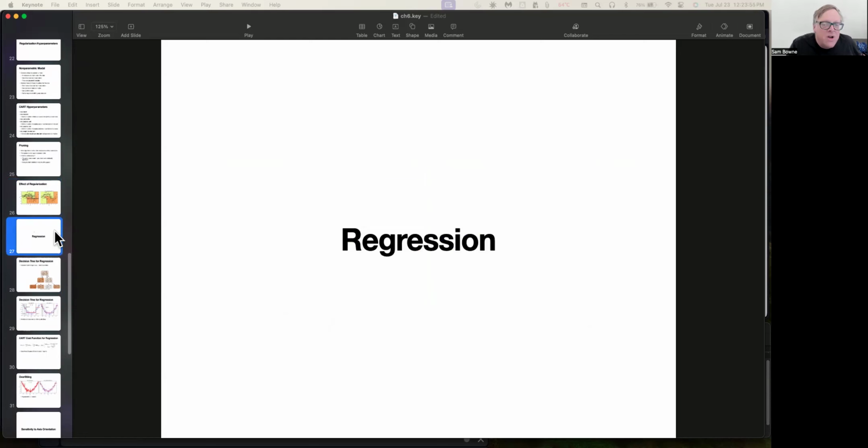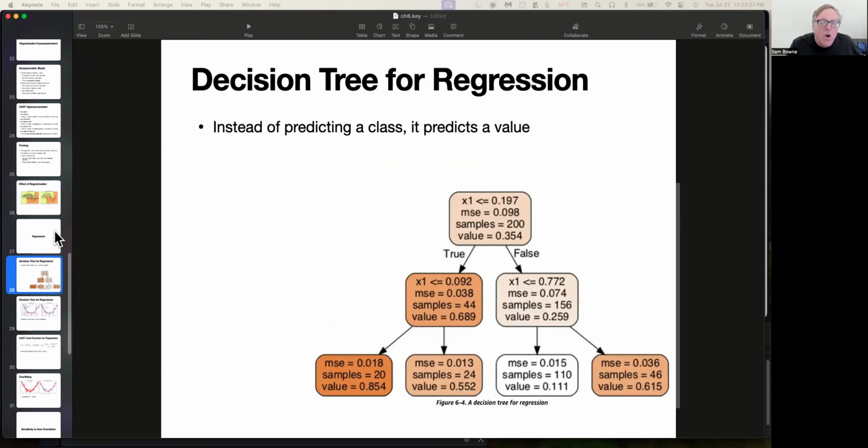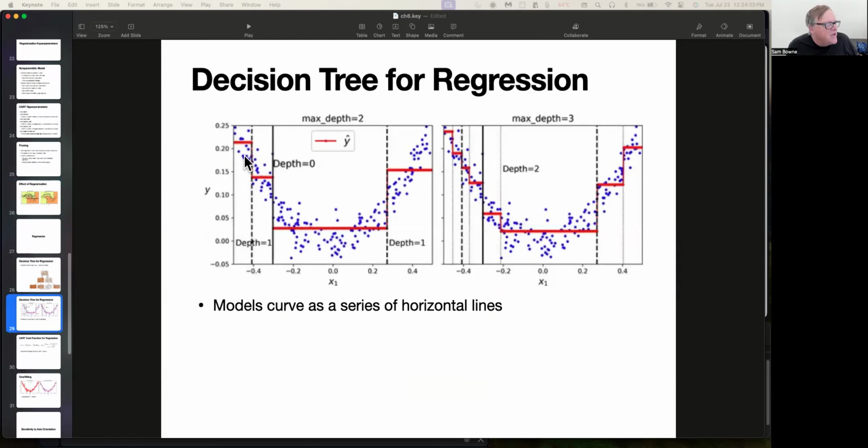And then you can do regression. You can fit curves with it if you want to. Instead of predicting a class, it predicts a value. And what that looks like is this. You have a shape here you're trying to fit, and it's just going to fit it with a bunch of horizontal lines. So it's going to give a sort of analog to digital approximation of this.